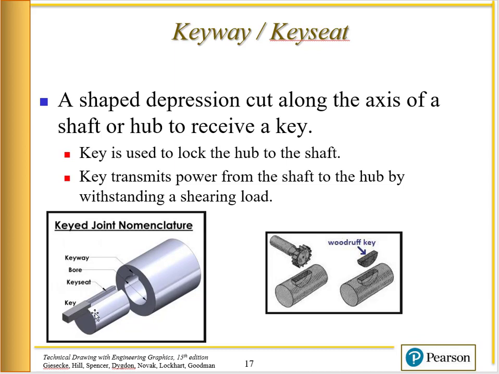So typically the shaft over here would be driven by an electric motor or a gas engine or something like that, and it turns this shaft. Then with the key, the keyway and the key seat mated together, this shaft will drive the hub by exerting a shearing load on the key. Another type of key is called a Woodruff key that has a round bottom, and it's done with a special type of key seat cutter. And this is like a straight key, that's a Woodruff key.